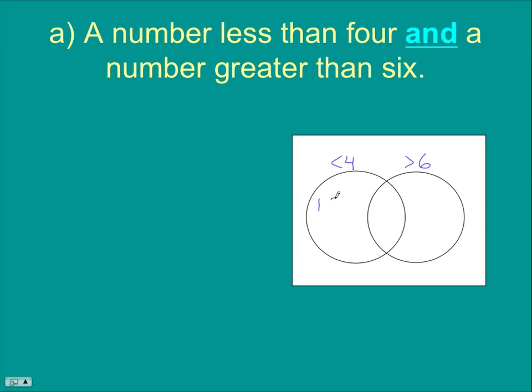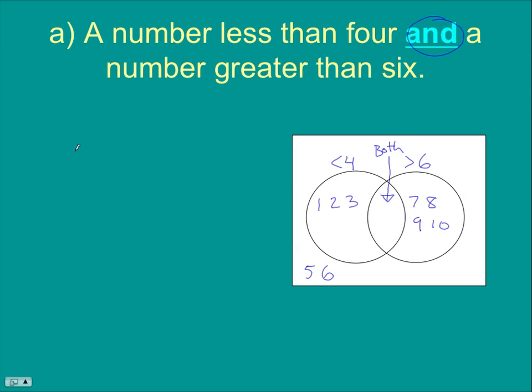So the numbers 1, 2, and 3 would go here because they're all less than 4, but not greater than 6. 5 and 6 would go outside because they're neither less than 4 nor greater than 6. And then 7, 8, 9, and 10 are all greater than 6, but not less than 4. So we're looking for "and" here. And remember, "and" means both. And you can see here we have nothing in our intersection.